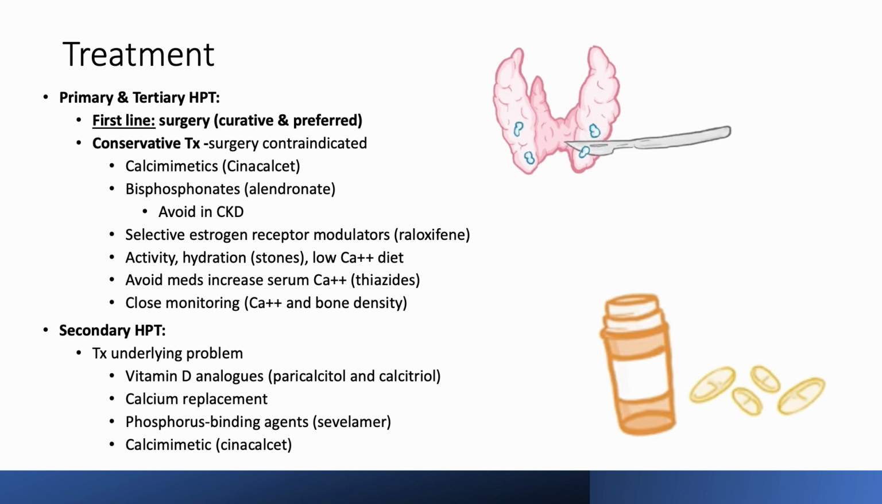And with secondary hyperparathyroidism, surgery is rarely needed because it's a secondary problem. And so treatment is going to be aimed at managing the underlying cause. So managing hyperphosphatemia with phosphate binders, and chronic kidney failure can increase the levels of vitamin D. They can use supplements and calcitriol analogs.